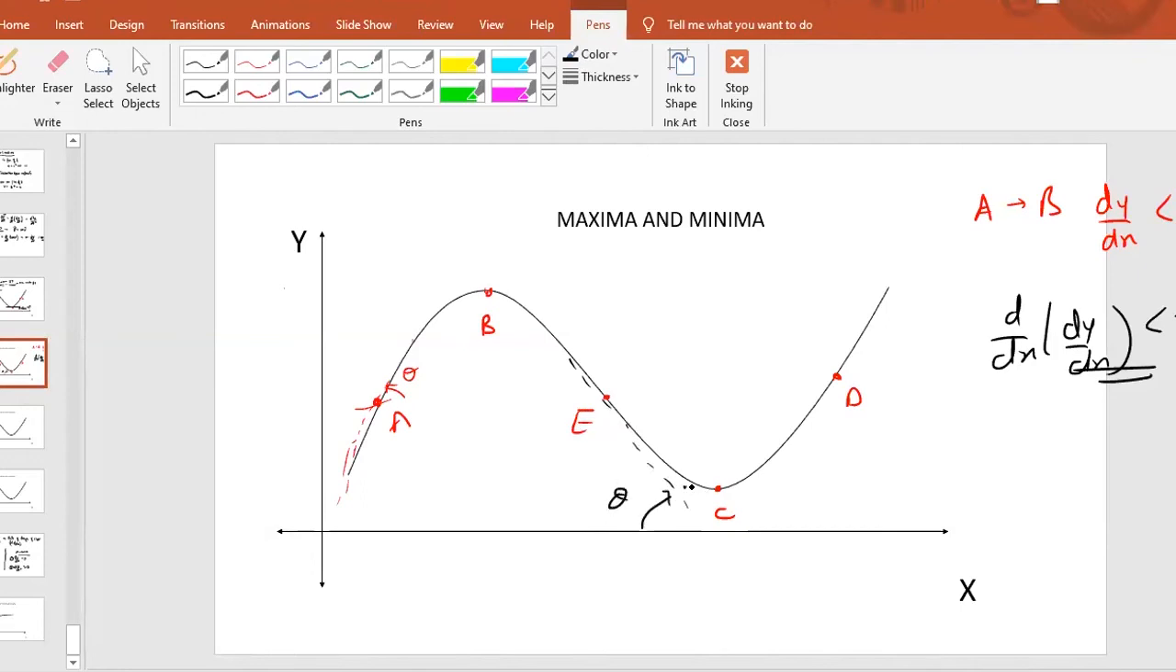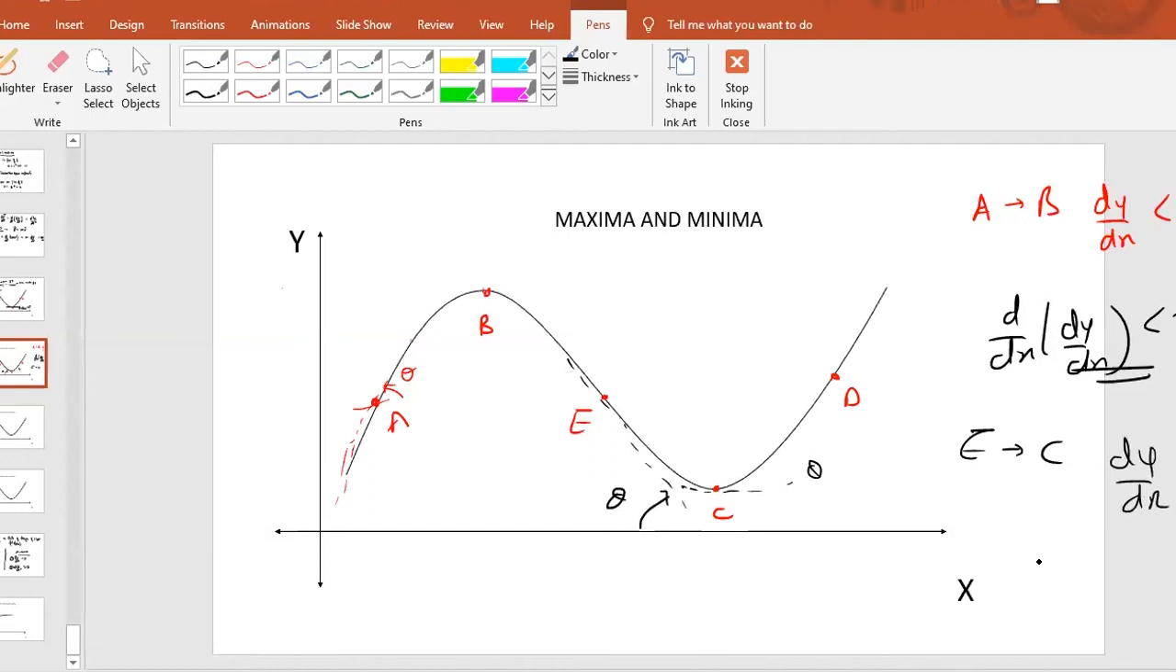But if I say here the theta becomes 0, which means it is going from negative to positive, from E to C. From E to C, the dy by dx value is increasing, which means d square y by dx square is increasing. The rate of change of slope is increasing. So when you go from E to C, the rate of change of slope is increasing, which means it is a minima condition.